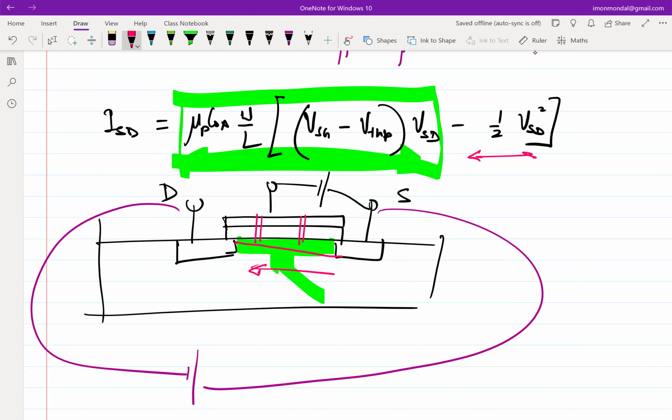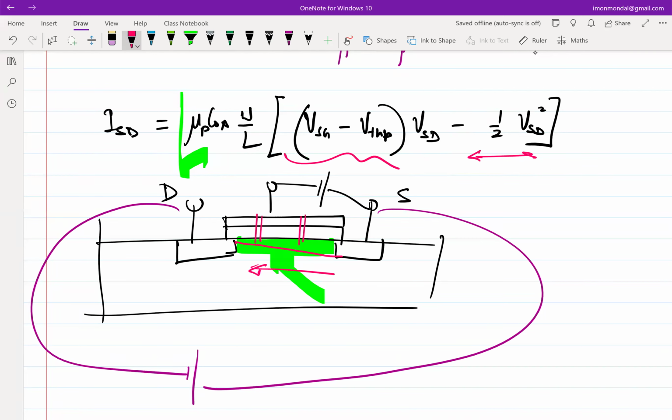Okay, so having said that, this expression is still valid as long as we maintain VSD much smaller, which essentially means much smaller than what? It means this term will be valid when the first term is much larger than the second term, right? Under that condition of VSD, you can still approximate the current voltage equation as if we have only a rectangular-like charge profile in the channel.